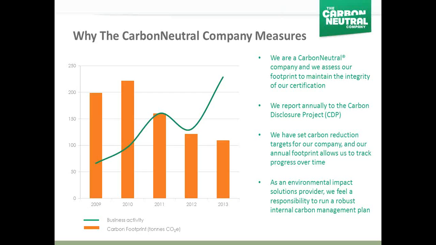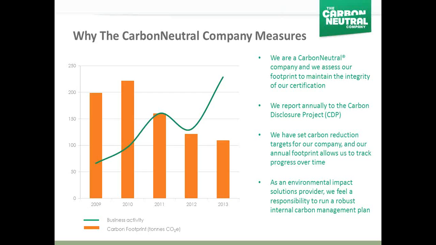Now, to provide an example that reveals further value in the assessment process, let's look at the drive behind our particular emissions monitoring at the Carbon Neutral Company. In this slide, the orange columns in the chart illustrate the fluctuating results of the Carbon Neutral Company's carbon footprint assessment over the last 5 years. And you can clearly see that over time, we've experienced a steady reduction in our emissions across the company, which marks great progress towards our own carbon reduction targets.